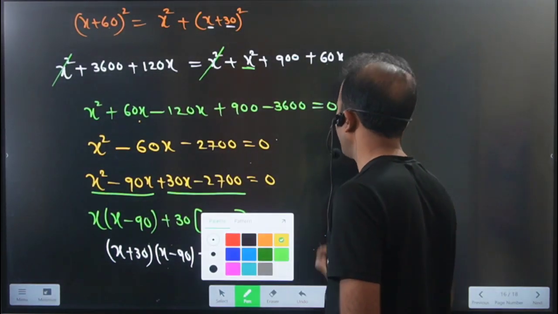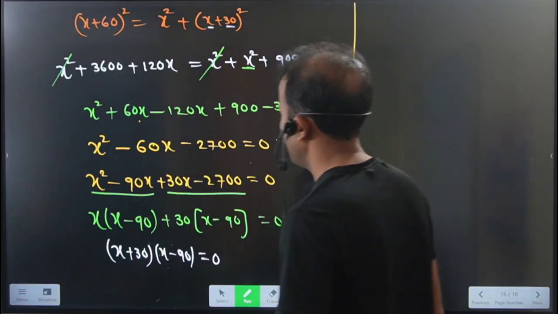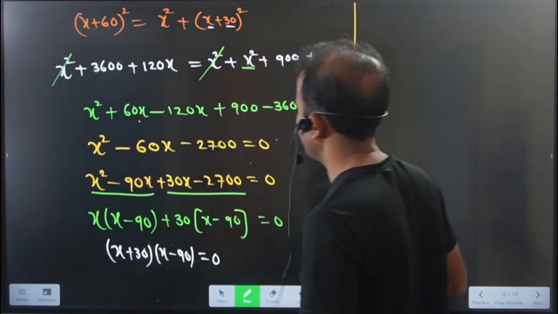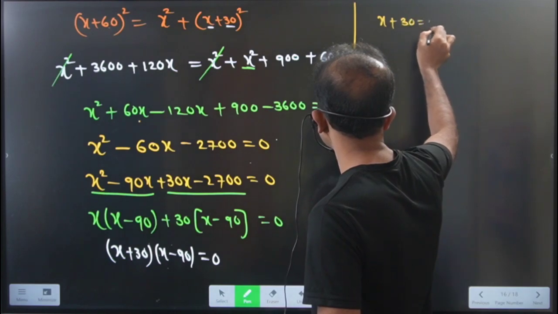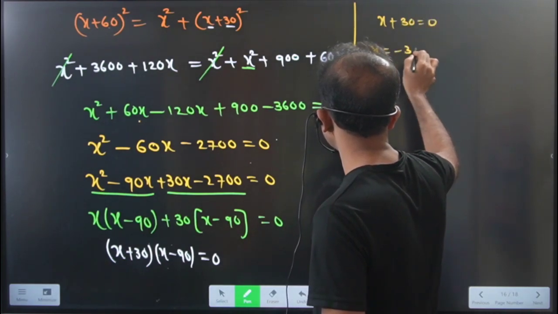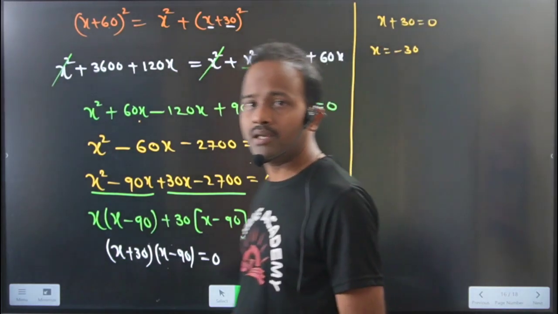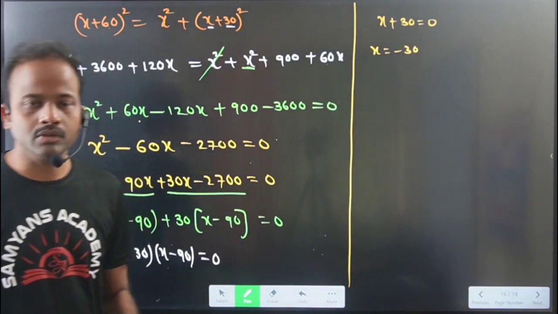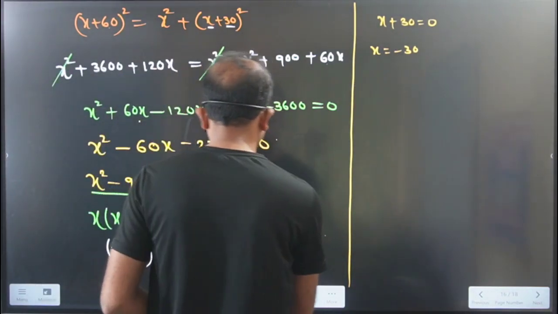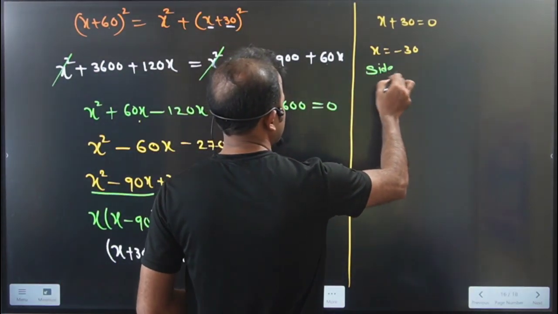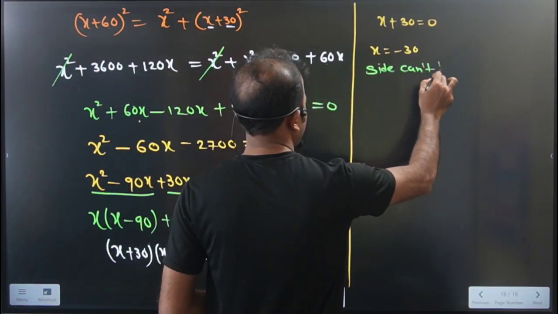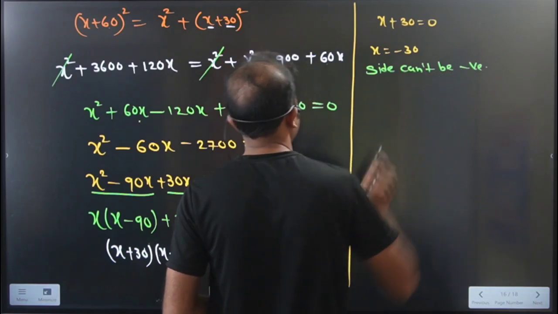Now make it equal to 0. X plus 30 is equal to 0. X equal to minus 30. The side cannot be negative. Can a side be negative? Whose side is this? The shorter side of the square. Here what should you write? Side cannot be negative. Right.